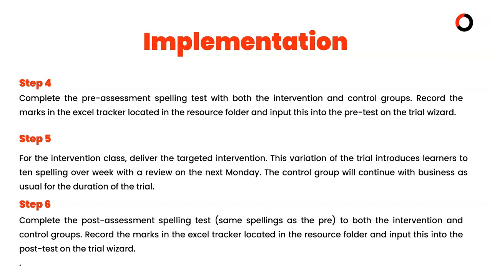Step 6. Complete the post-assessment spelling test, which is the same as the pre, to both the intervention and control groups. Record the marks into the Excel tracker and then input this into the post-test on the trial wizard. The next step will be to quickly complete the process evaluation and then click Analyze, and this will generate the impact report to show you how the intervention has worked in your school. If this is promising, then you can open this up to the control group.